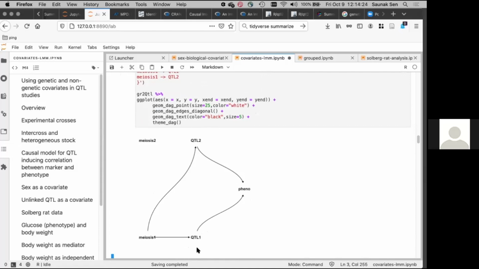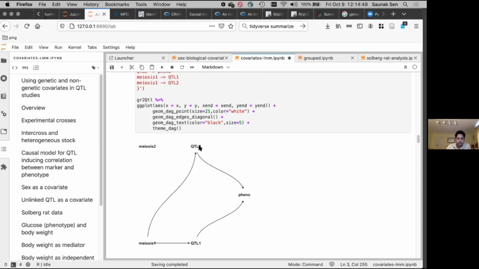Yeah, and in fact, this is an issue with linked QTL. It's well known that if you have linked QTL, not only can you sometimes fail to find them if you're doing a genome scan, because the other QTL may mask or certainly bias the effect of the QTL that you're looking for.